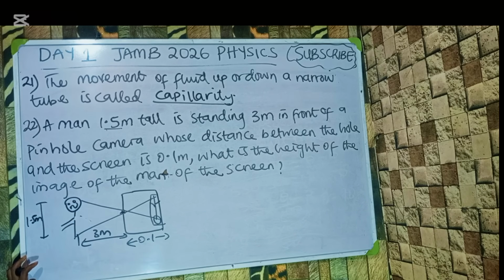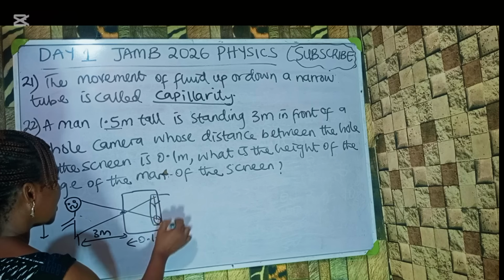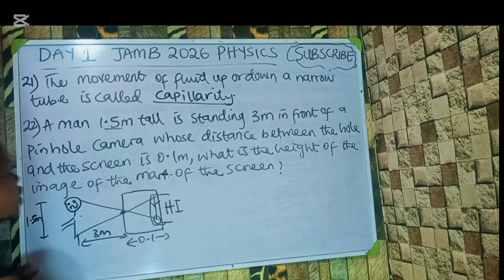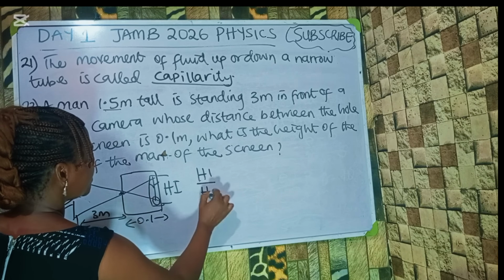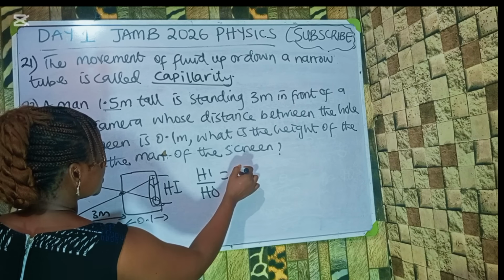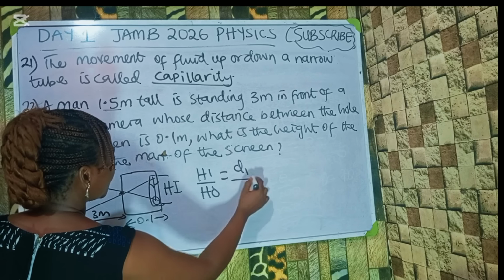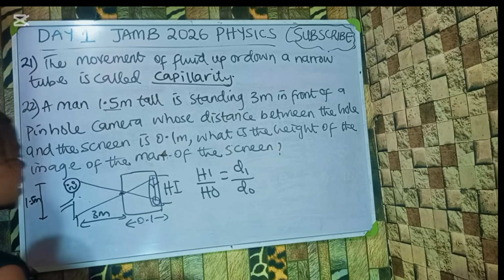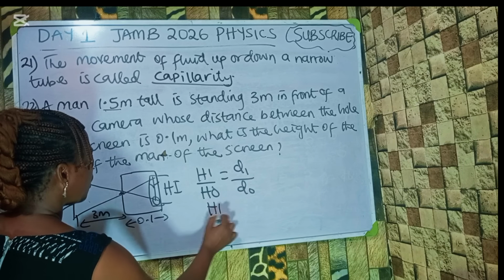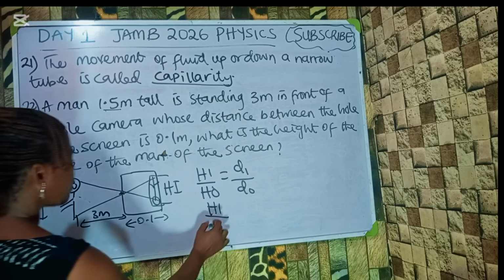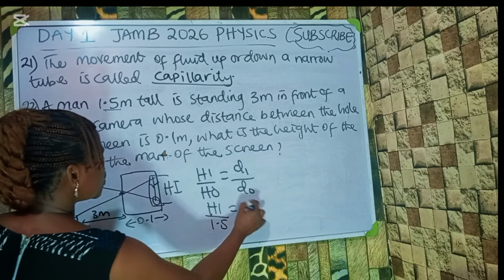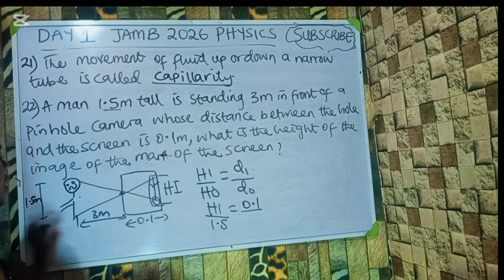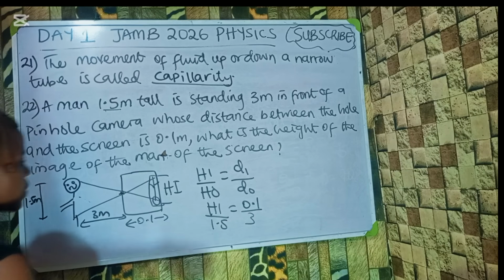What are we looking for? The height of the image on the screen. So we're going to use the magnification formula to solve. It says height of image over height of object is equal to distance of image from pinhole over distance of object from pinhole. So the height of image is what we are looking for, divided by height of object, 1.5, right? This is equal to distance of image from pinhole, 0.1, all over distance of object, which is 3. So we cross multiply.